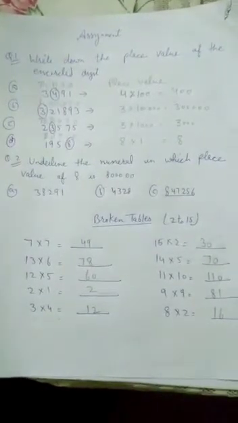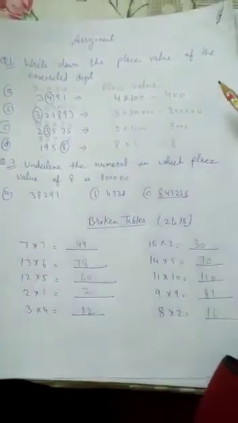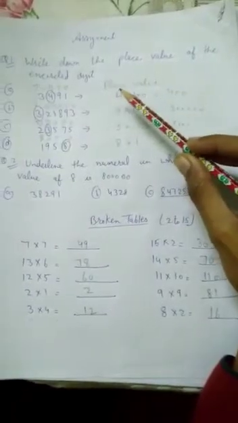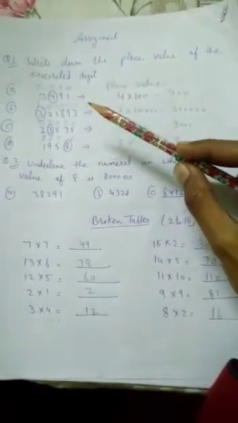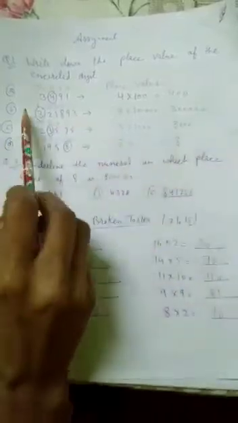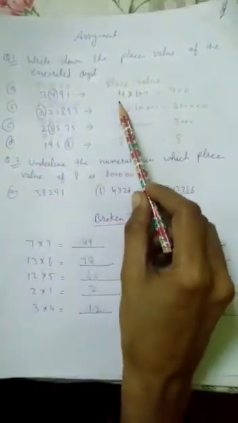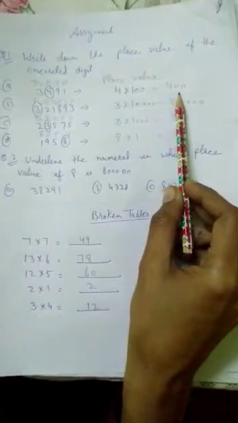Let us cross check your home assignment. Question number 1. Write down the place value of the encircled digit. In A part, encircled digit is 4 and the place of 4 is 100. So the place value is 4 multiply 100 is equal to 400.